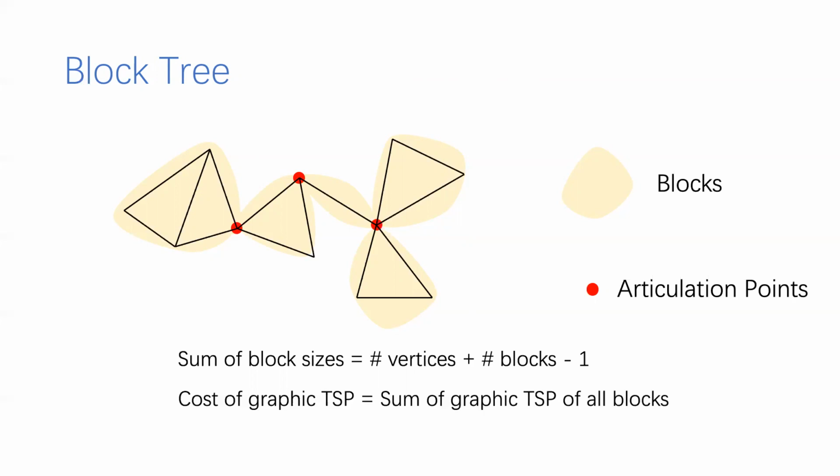Also, the cost of graphic TSP of the original graph is the sum of graphic TSP of all blocks, since the union of the TSP tower of all blocks is the TSP tower of the original graph. By these two observations, we have a lower bound on the cost of the graphic TSP of the original graph, which is the number of vertices plus the number of blocks minus 1. So if a graph has many blocks, the size of the graphic TSP is very large.